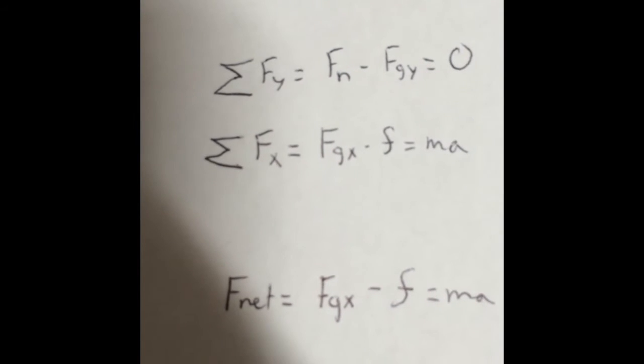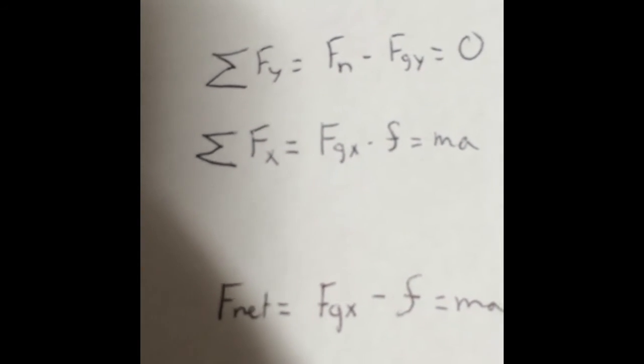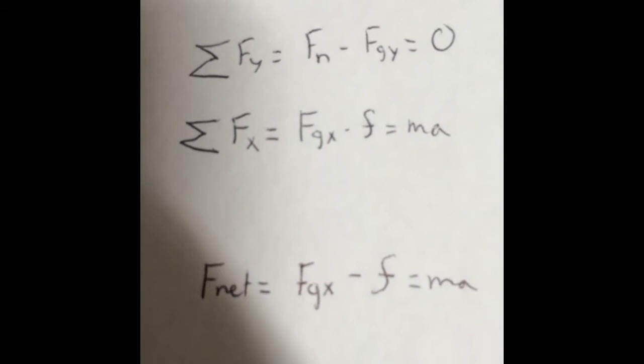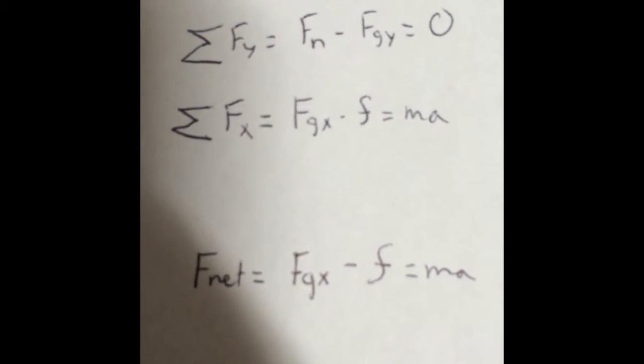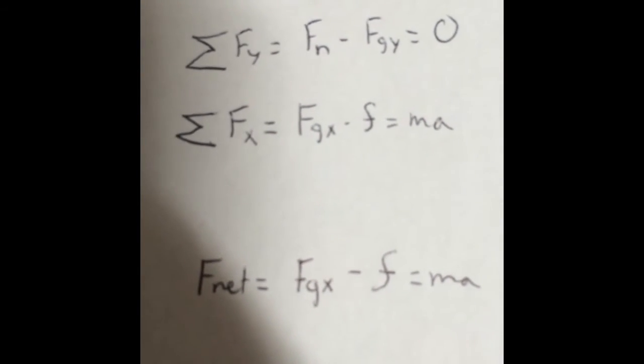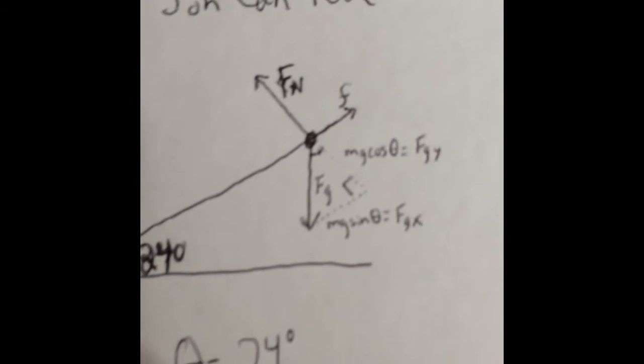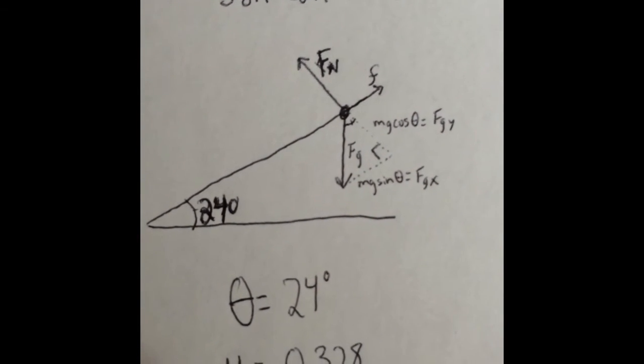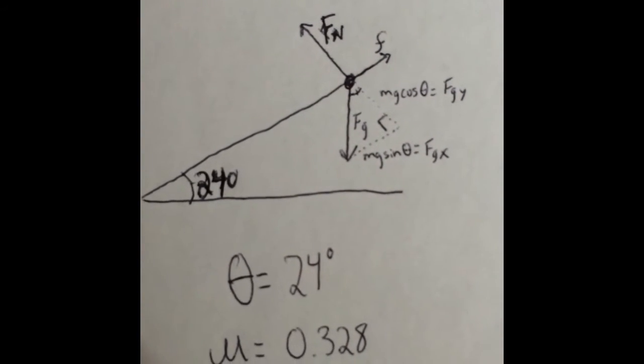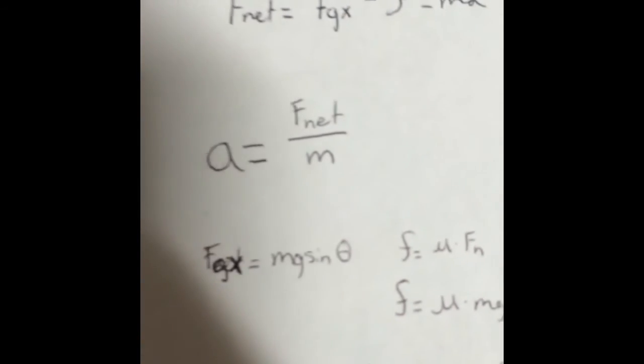We're going to solve for acceleration, so we set a equal to F net over m. Now we need to determine the force of gravity in the x direction and the force of friction. The force of gravity in the x direction is mg sine theta because of SOHCAHTOA. It's the opposite side from the angle. Friction is the coefficient of friction times the normal force, and we already determined the normal force is mg cosine theta. So the force of friction is the coefficient of friction times mg cosine theta.